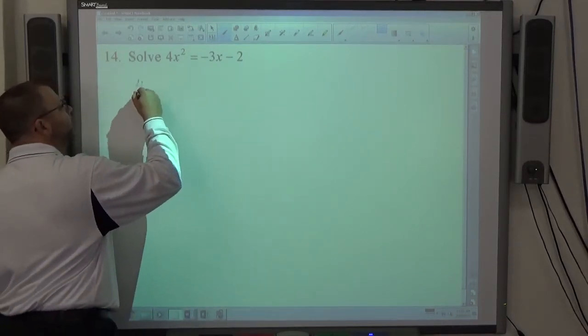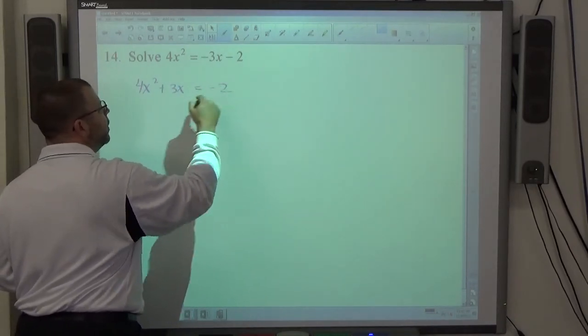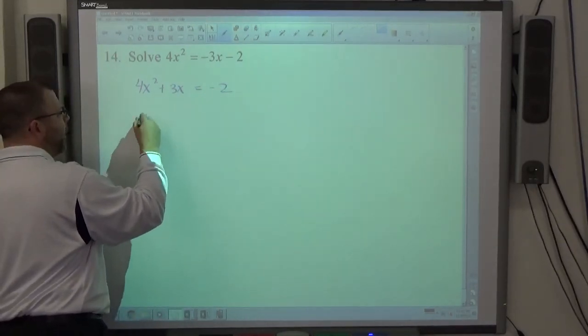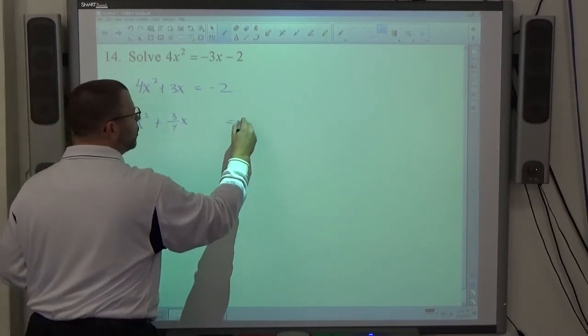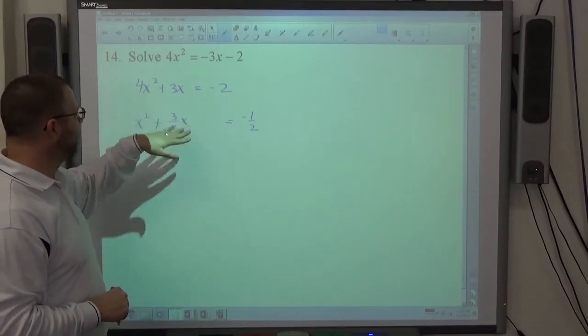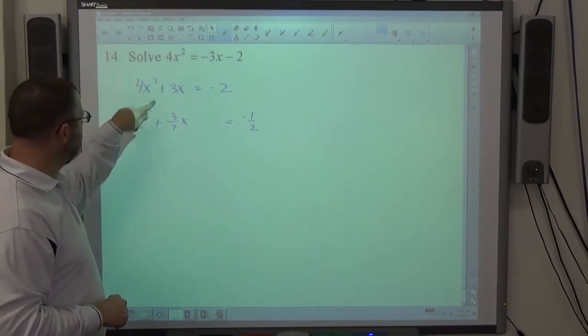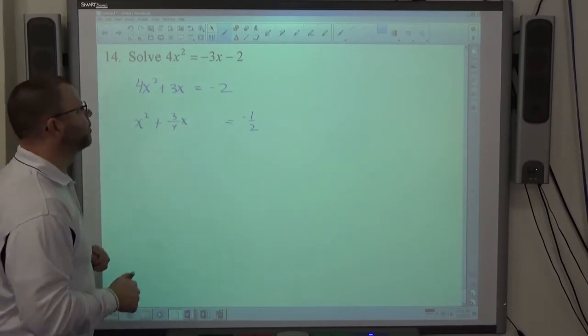So if I start off with 4x squared plus 3x equals negative 2, divide everything by 4. X squared plus 3/4 x equals -1/2. Do reduce fractions when possible in this step. So divide by 4, you get 1. Divide by 4, 3/4. Divide by 4 reduces to 1/2.